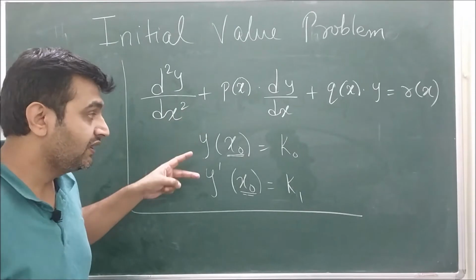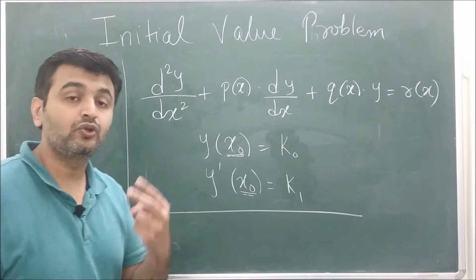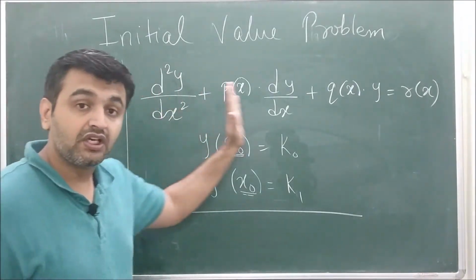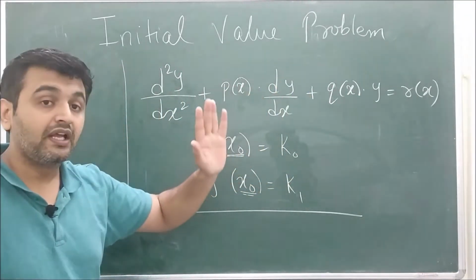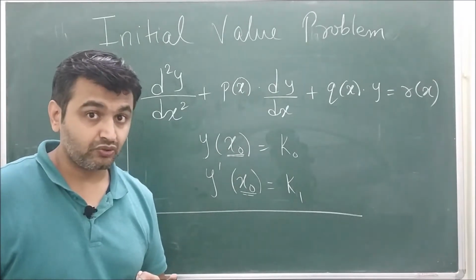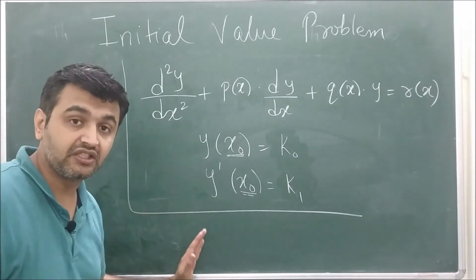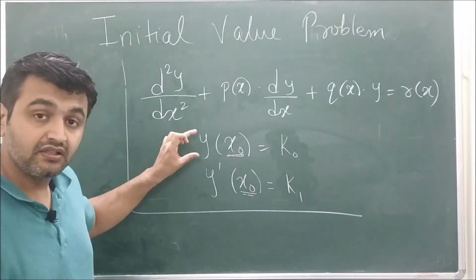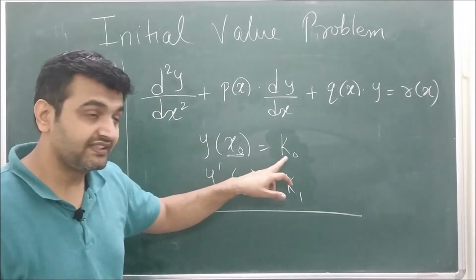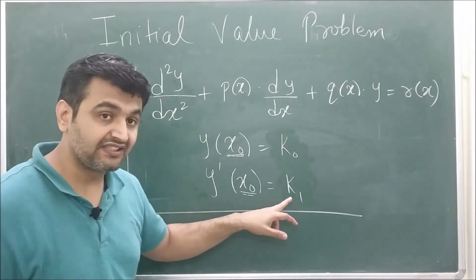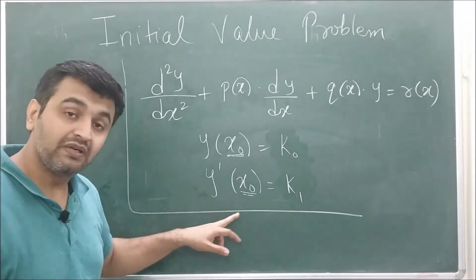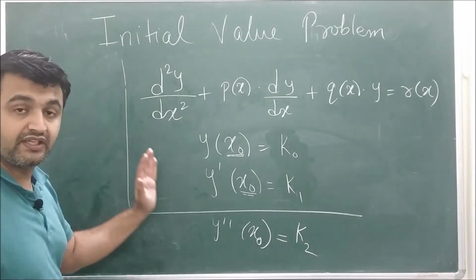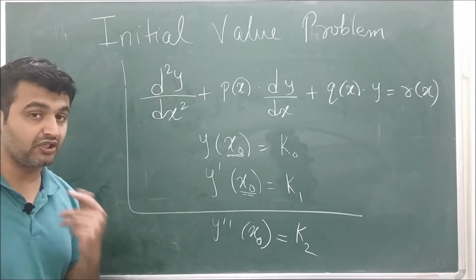So this is how an initial value problem will look. For a second order, you will need two initial conditions to find the values of the two arbitrary constants which will occur in the general solution. When you have a third order linear differential equation, you will have three arbitrary constants in the general solution, and for that you will need three initial conditions. So the IVP for third order will look like a differential equation and three initial conditions: y at x naught is k naught, y dash at x naught is k1, and y double dash of x naught is k2. For third order, you will need three initial conditions. So that's how an IVP for third order will look.